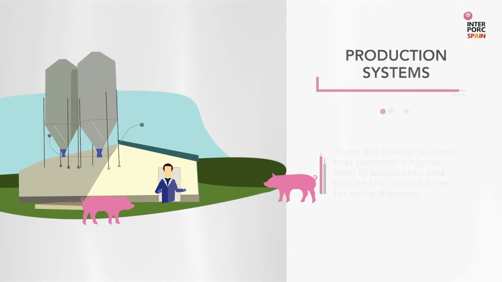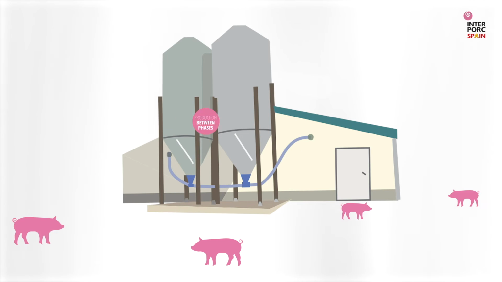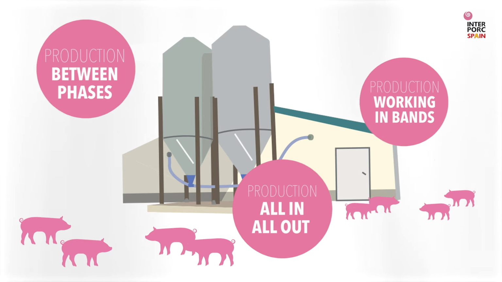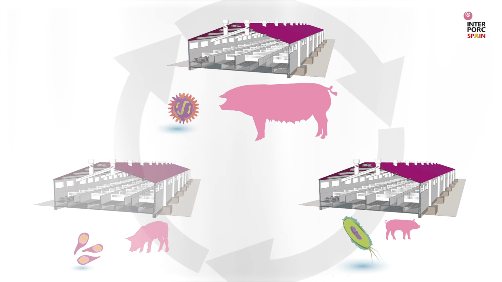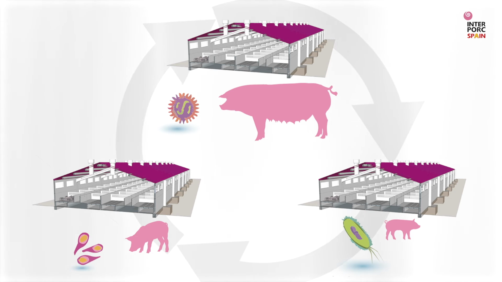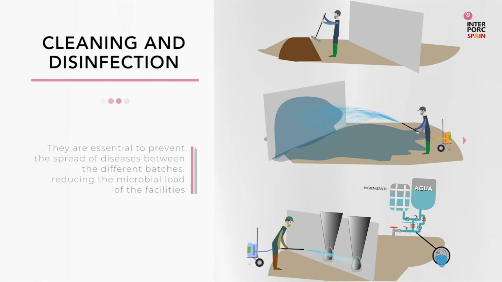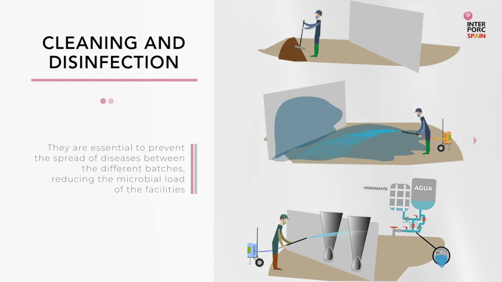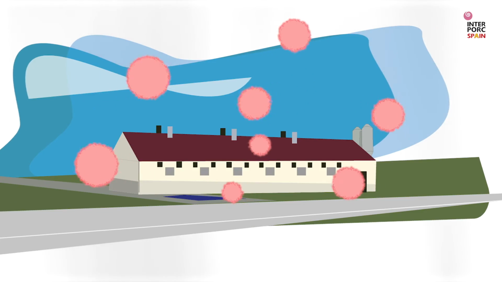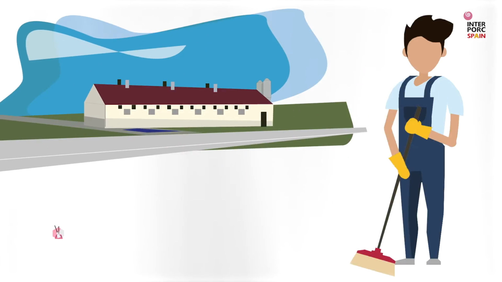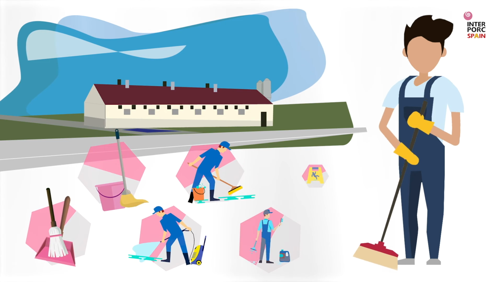Production systems. Systems such as production between phases, all in, all out, and working in bands help to achieve higher levels of biosecurity and reduce the control time for certain diseases. Cleaning and disinfection. Cleaning, disinfection, and sanitary breaks are essential measures to reduce the microbial load of the facilities, but for them to be effective, they must be carried out correctly and in an orderly manner.